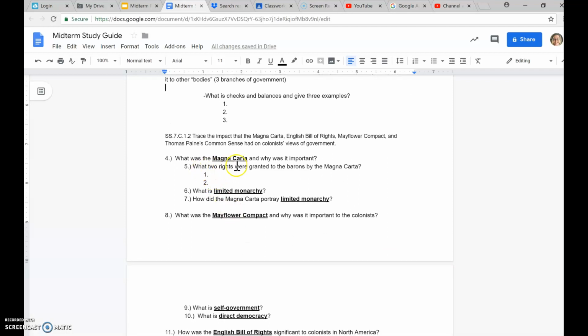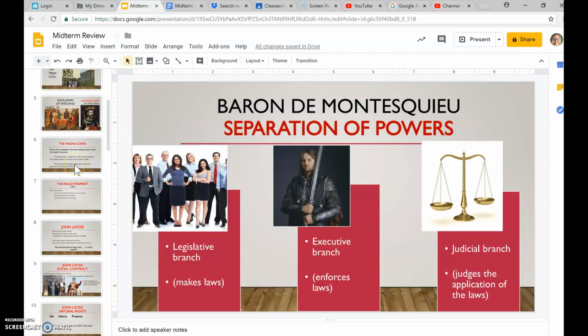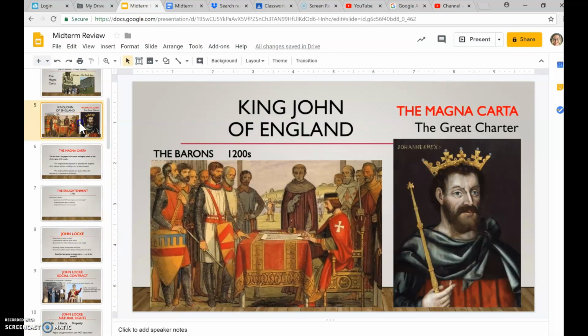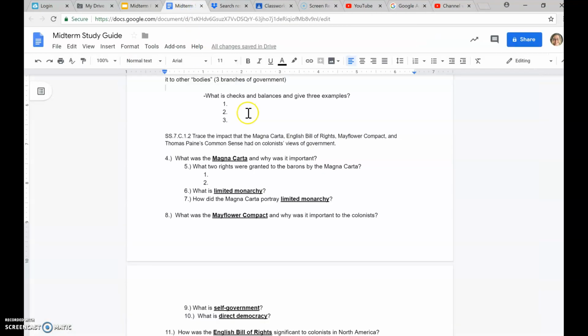All right, so awesome. Now we talked about the Magna Carta, remember? We were just in the Magna Carta. Let's go up here. We talked about the Magna Carta, the Great Charter. Remember King John and the barons? We just talked about that. So we should know about the Magna Carta. What was the Magna Carta, and why is it important? We're going to put the Great Charter.